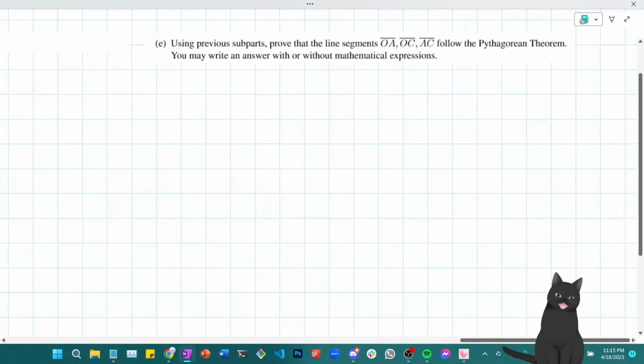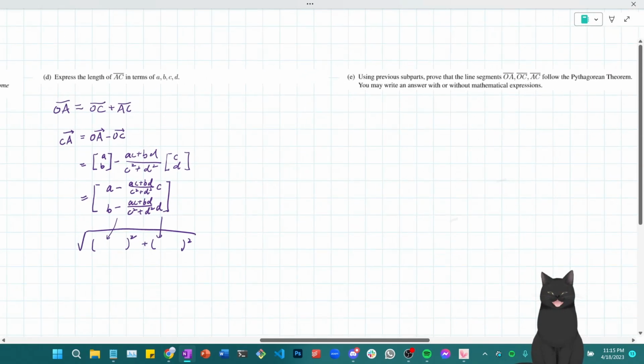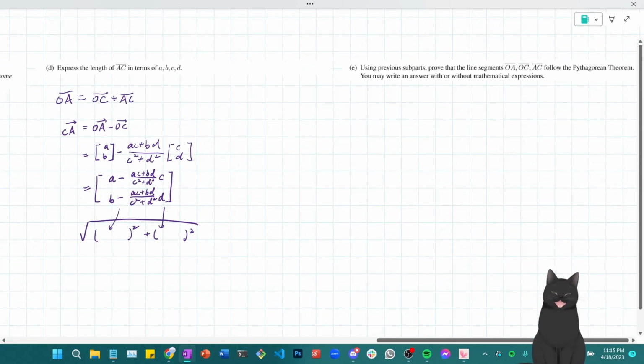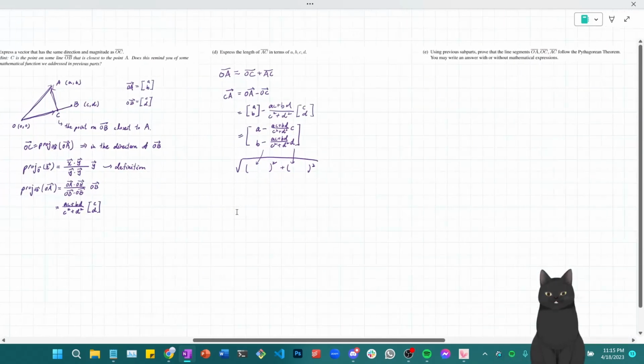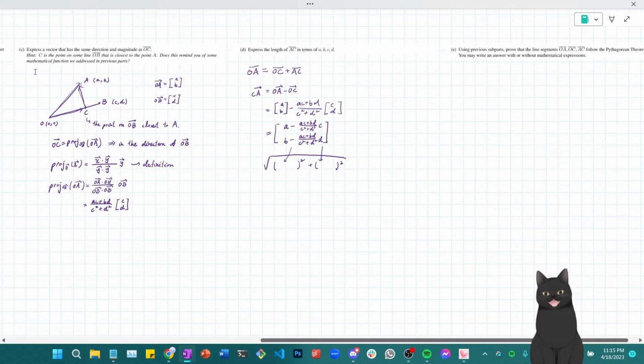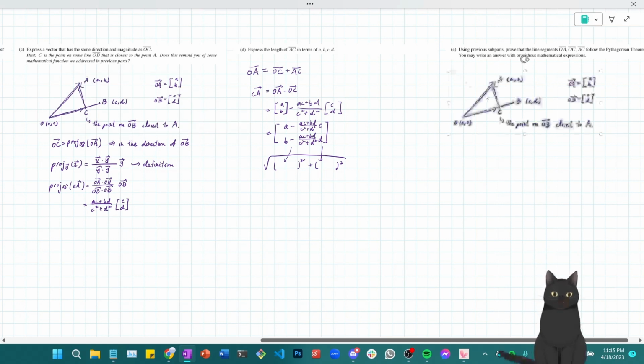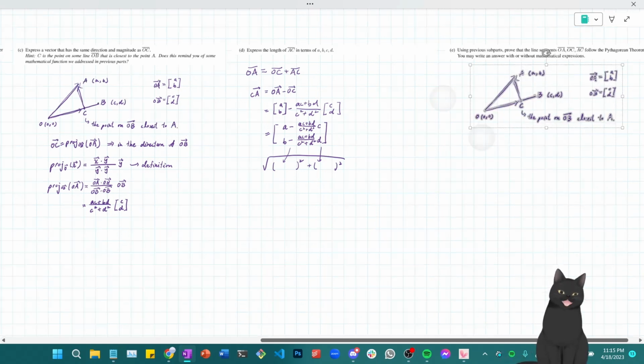Last but not least, in part E, using previous subparts, prove that line segments OA, OC, AC follow the Pythagorean theorem. What is probably your first reaction to this, because how does OA, OC, AC relate to the Pythagorean theorem at all? Well, this is where we borrow the power of part A, which is to set up the problem with a geometrical image, so that we can see how exactly they might obey the Pythagorean theorem. So I'm going to copy the setup from part C to part E.